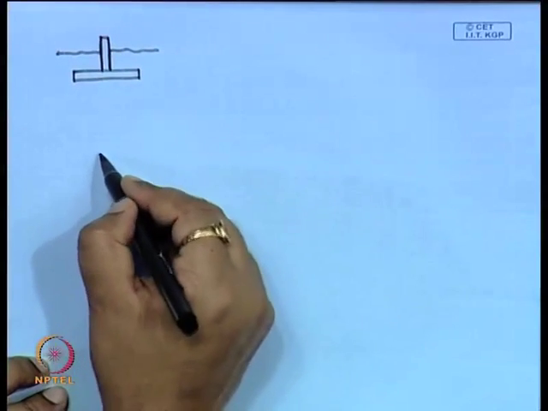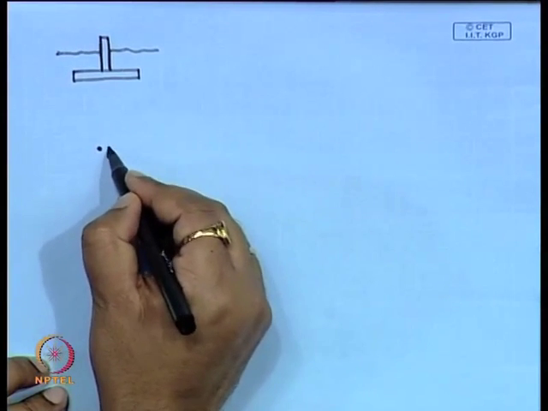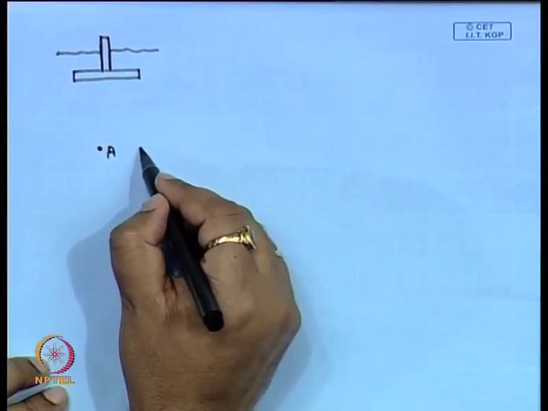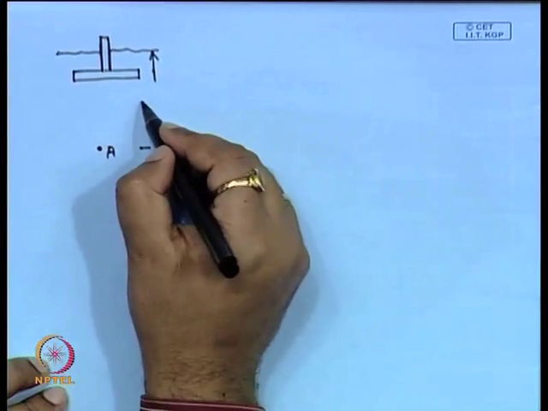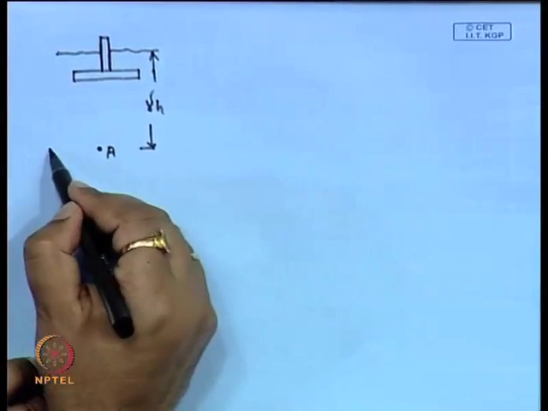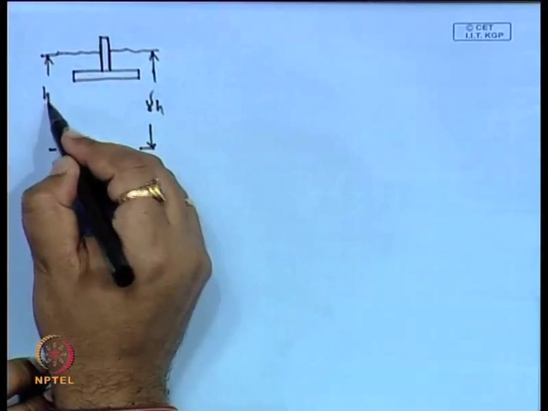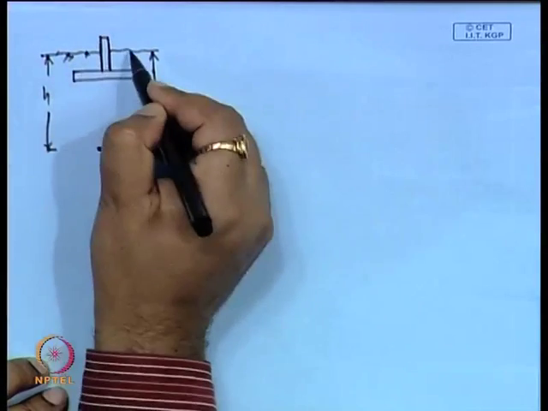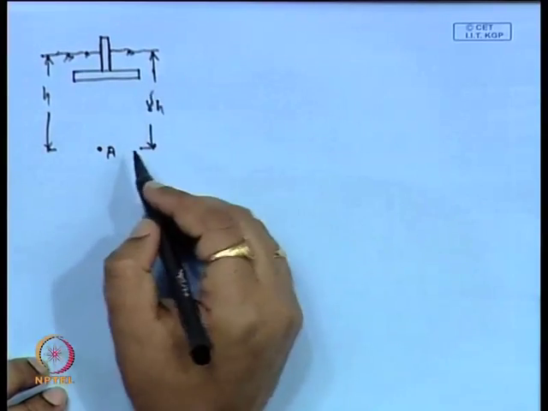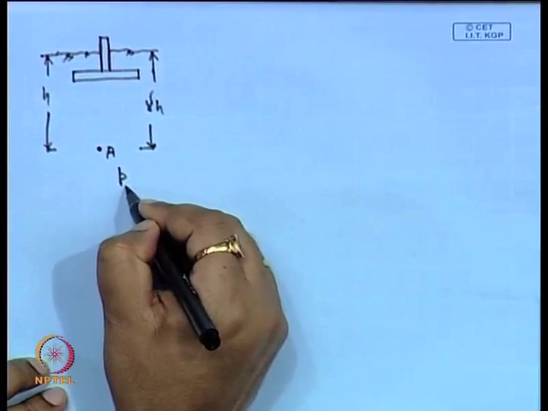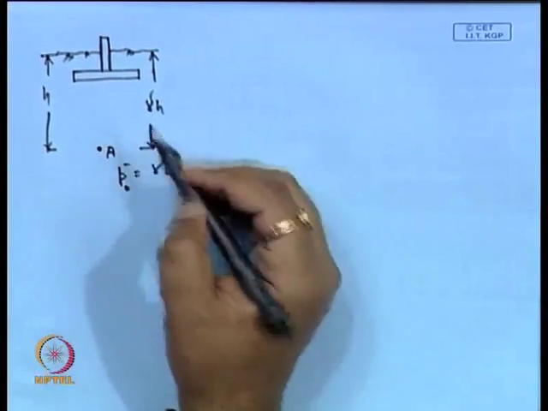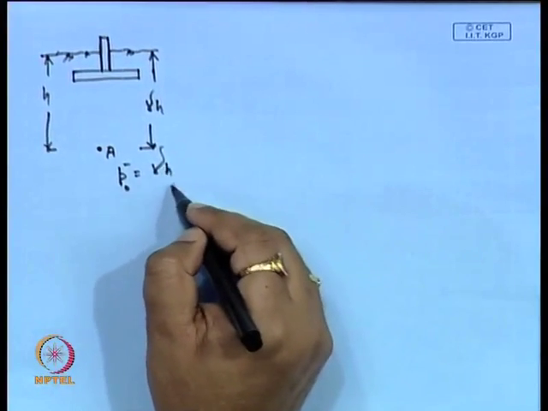Suppose this is the foundation, and we consider a point, say A. In this condition, if we can neglect the water table effect, then the stress at point A is gamma into H, where H is the height of this point from the ground surface. So, this is the stress at point A before the application of the load, or we can say this is the effective overburden pressure at point A before the application of the load. We are not considering the water table effect here.